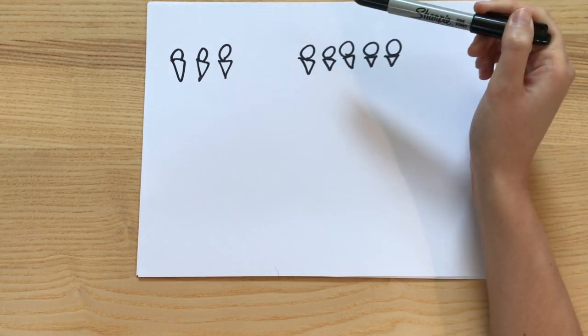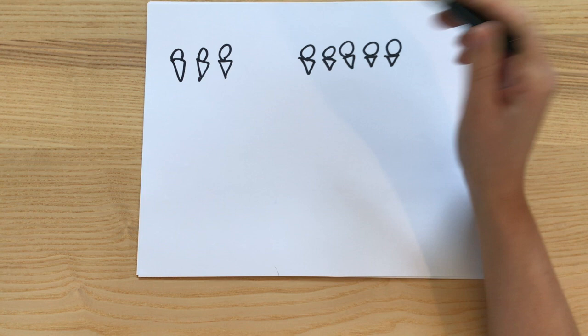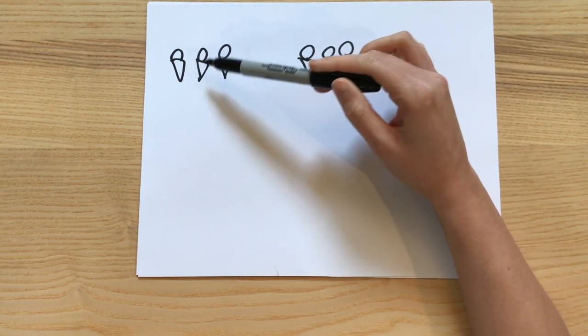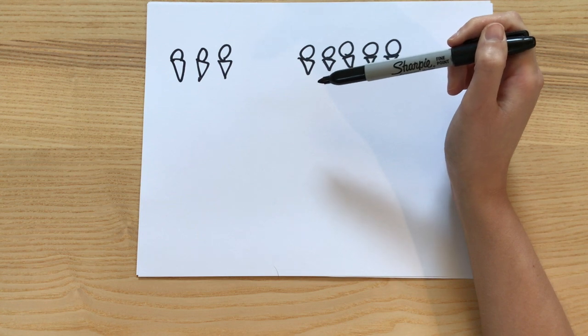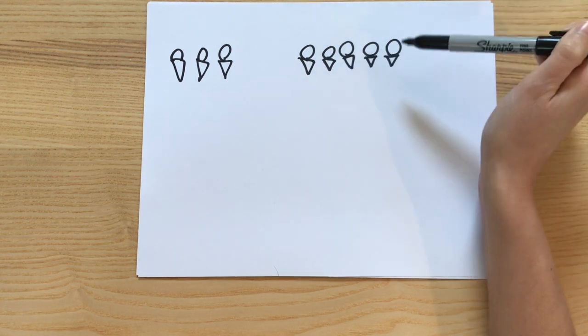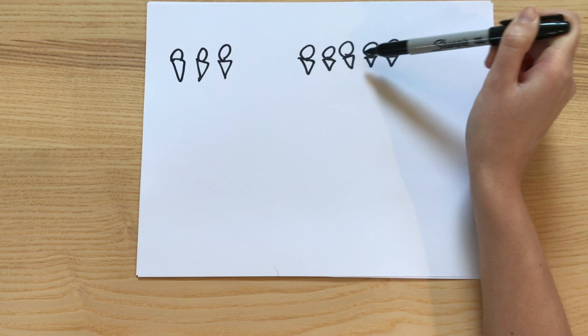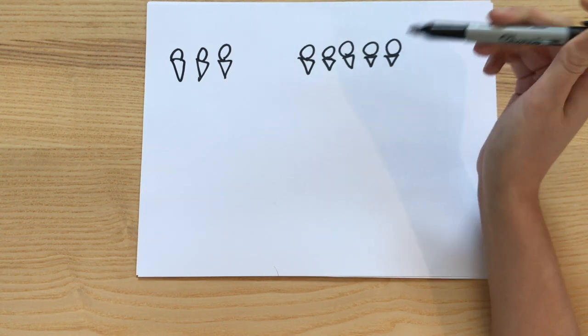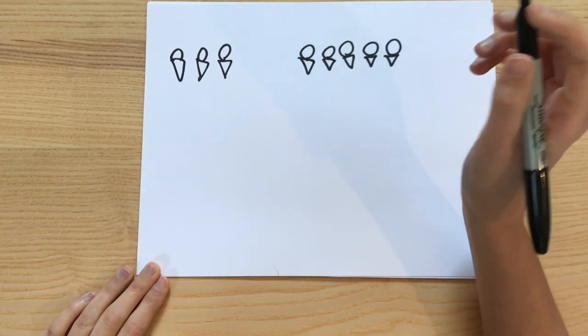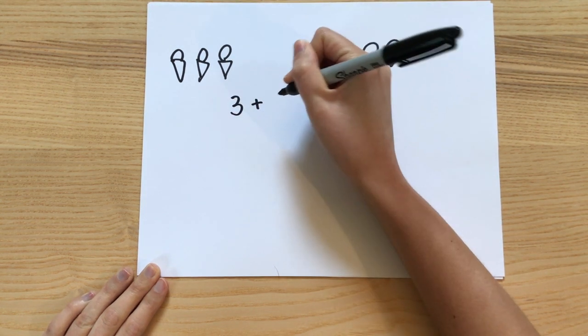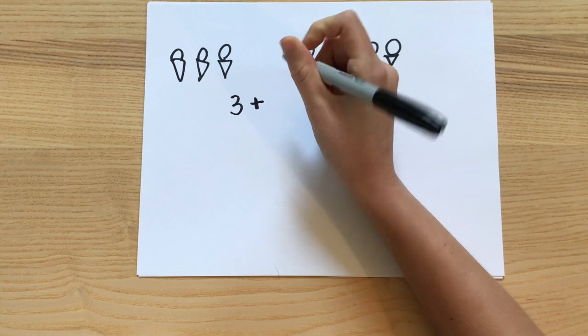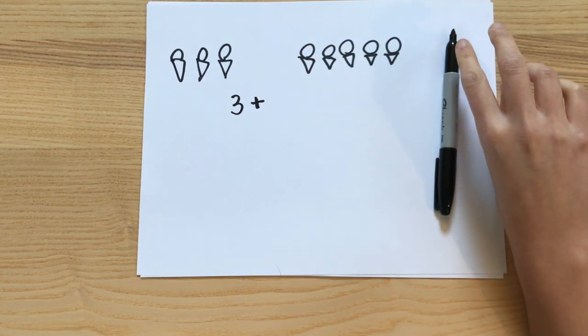Okay, how many did they have at first? 3, right, and we know because we drew it here. 1, 2, 3. And then how many did they have afterwards? 5. 1, 2, 3, 4, 5. Let's make the number sentence. So we know they had 3 ice creams, and remember our plus sign is always our sign for and.